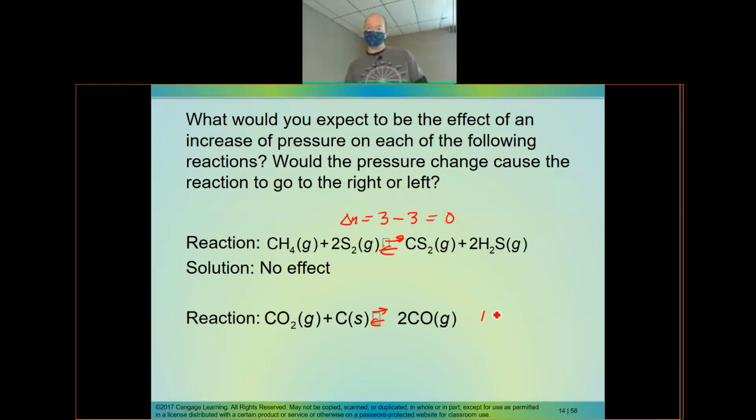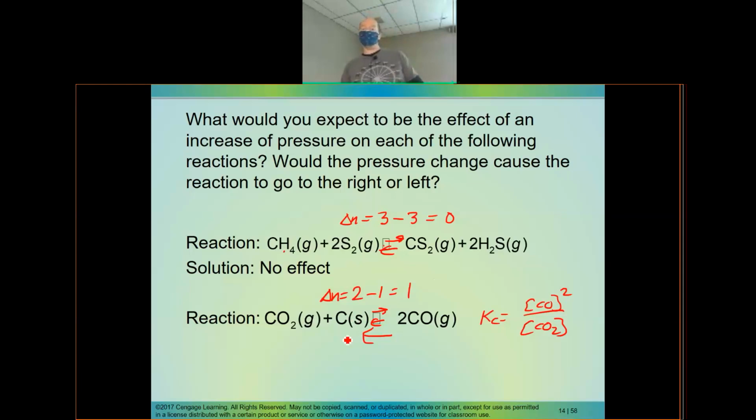If you are giving your expression for Kc, it is the concentration of CO squared divided by the concentration of CO2. The solid carbon is not part of that equilibrium. All right. And so when you're calculating your delta N here, you have 2 moles of gaseous products and 1 mole of gaseous reactants, so it is not 0. Your delta N is 1. So when you increase the pressure, it is going to go to the left because the left side only has 1 mole of gas, whereas the right side has 2 moles of gas. So when you increase the pressure, decrease the volume, you're going to go to the side with the fewer moles of gas.